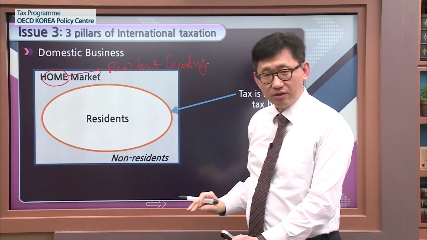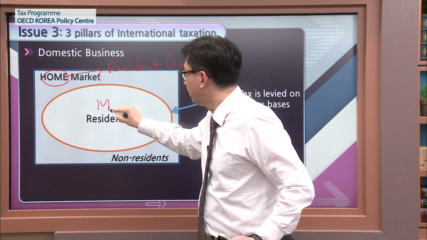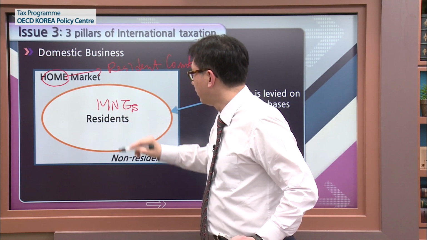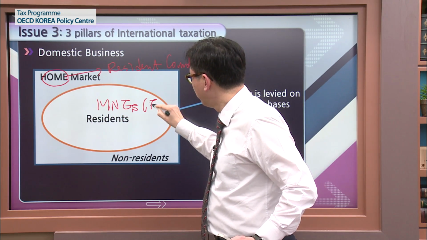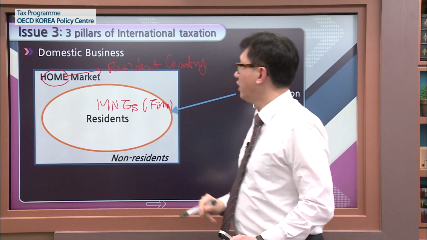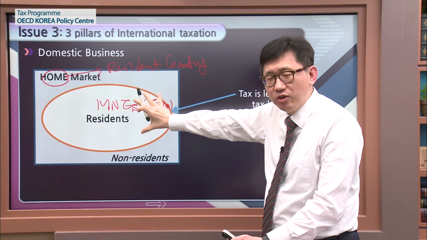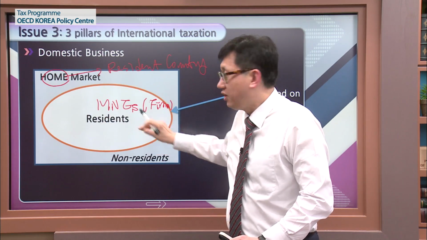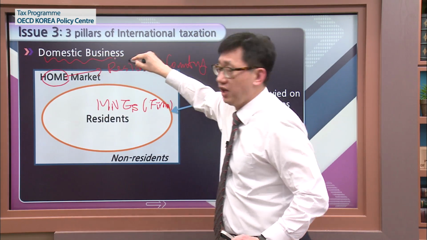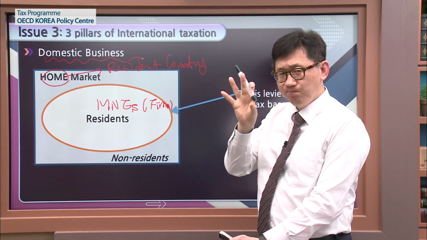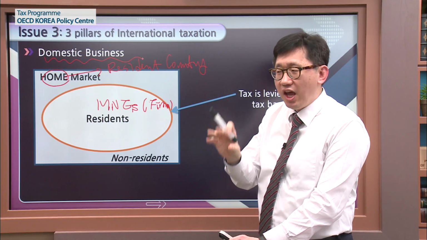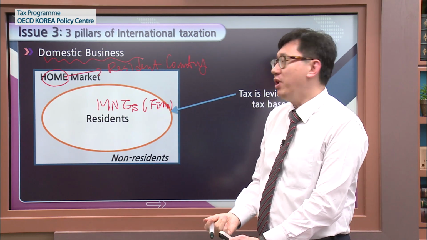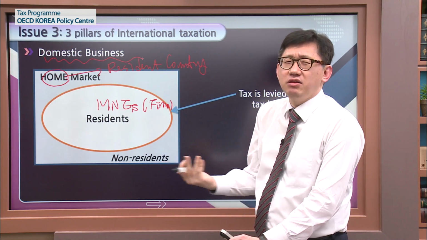And here's the resident multinational enterprise or firm. Their main scope of business is within the home market. This is called the domestic business stage. So when a company focuses on domestic business, there is nothing cumbersome.